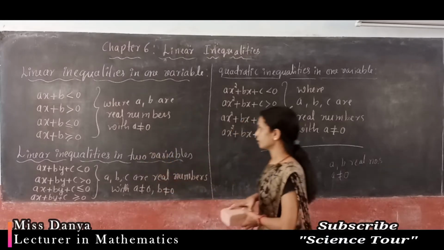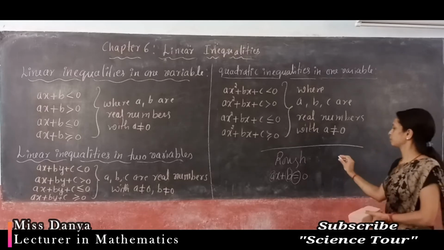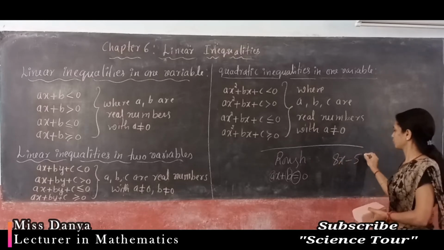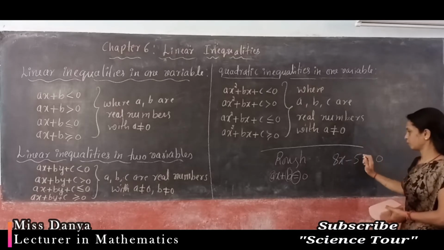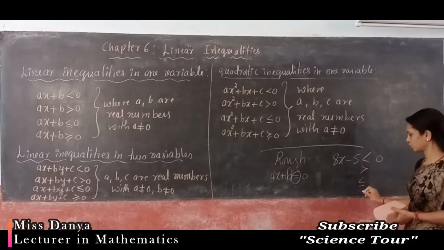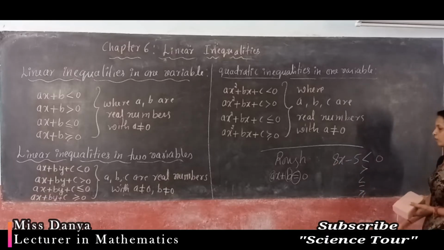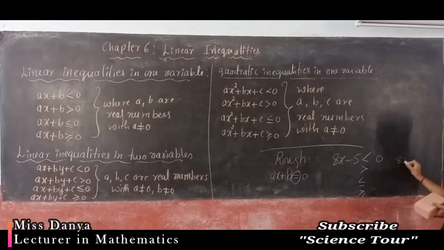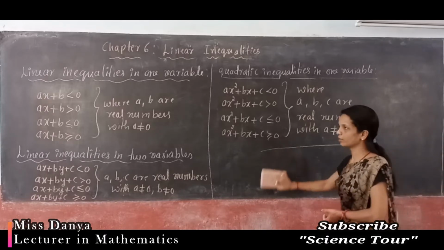Next, if you want an example for this, suppose you have 8x minus 5 is equal to 0. That is a linear equation. If you replace that equal to symbol by less than, greater than, less than or equal to, or greater than or equal to, then you have linear inequalities in one variable. This inequality you can write in this way also: 8x less than 5, minus 5 is taken to the right side like that. So this is one example for a linear inequality in one variable.